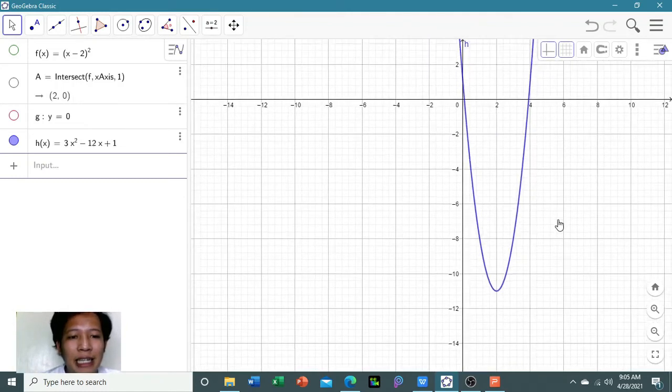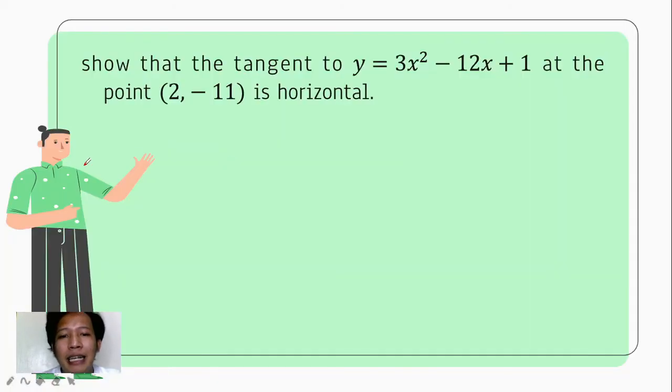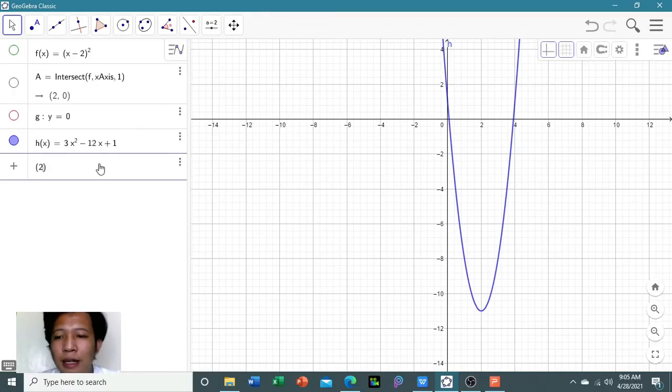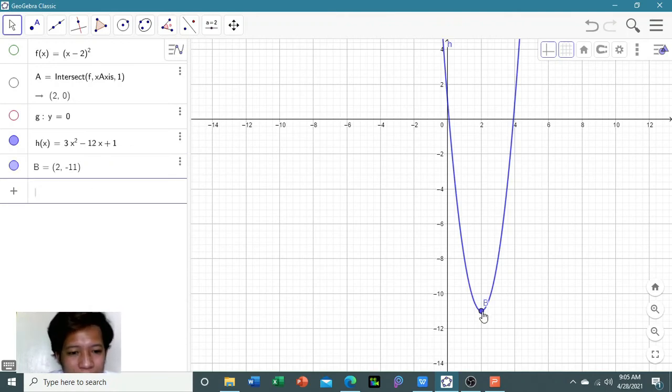Kung inyo pong makikita, that is a parabola. Okay, now, show that the tangent line to this function at the point 2 comma negative 11. So, nasan po si 2 comma negative 11? Ito po si 2 comma negative 11. That its tangent line daw is horizontal. Meaning, nagko-cross siya dun sa ating point na 2 comma negative 11. Ibig sabihin, ito yung point of tangency. So, ipoprove natin na yung equation ng tangent line ay horizontal.